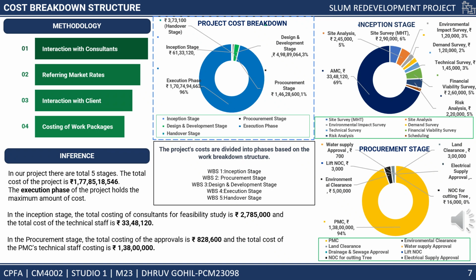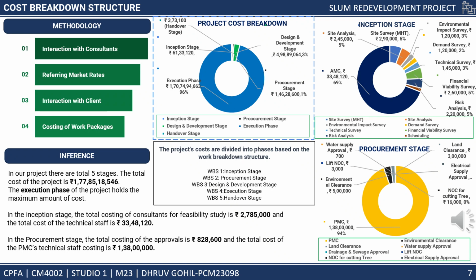The first chart showcases the estimated overall construction cost of the project. The estimated cost of construction of the project is 177.85 CR. The next chart shows the inception stage breakdown. The total cost of conducting various feasibility studies is 0.34% of the total project cost. The percentage has been derived after having primary discussion with industry experts.